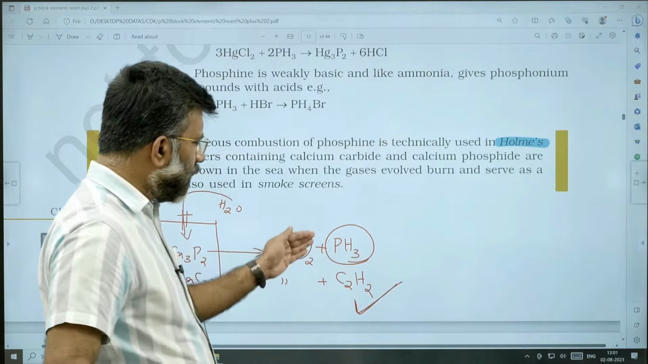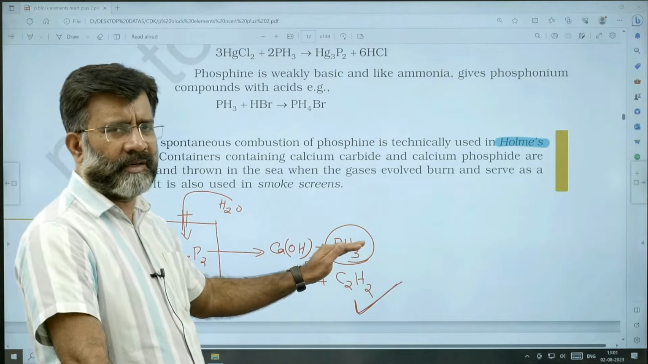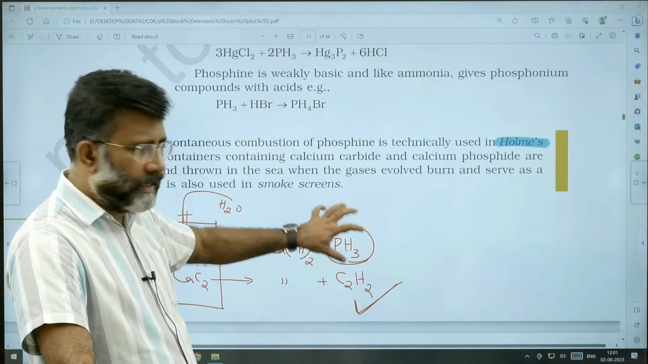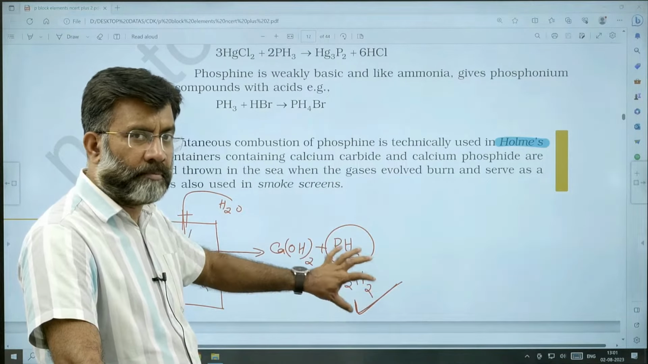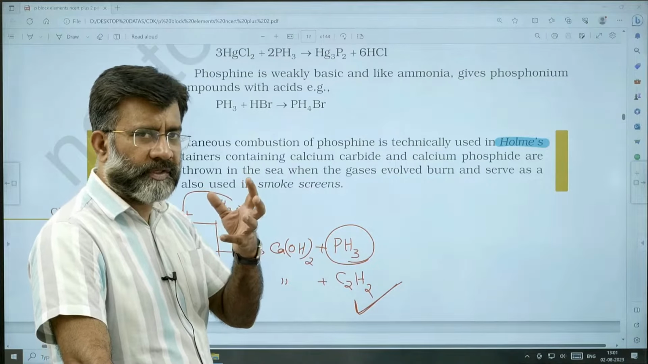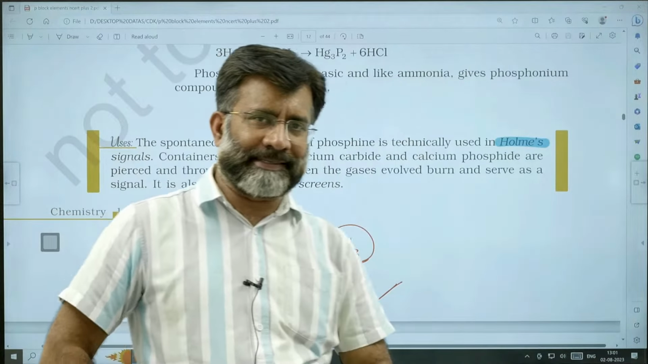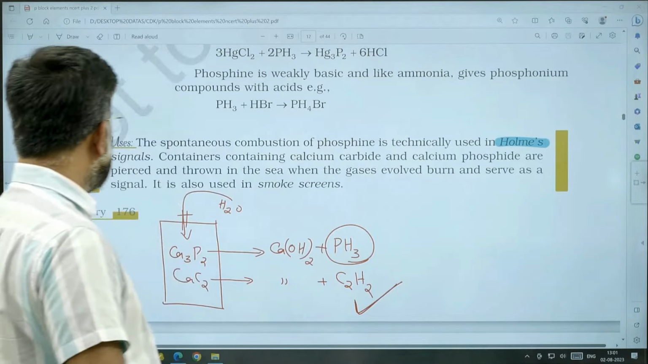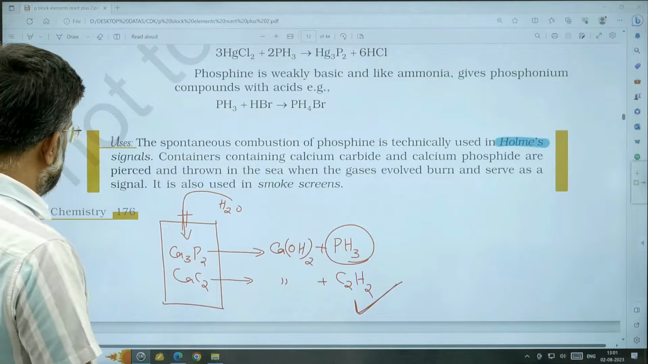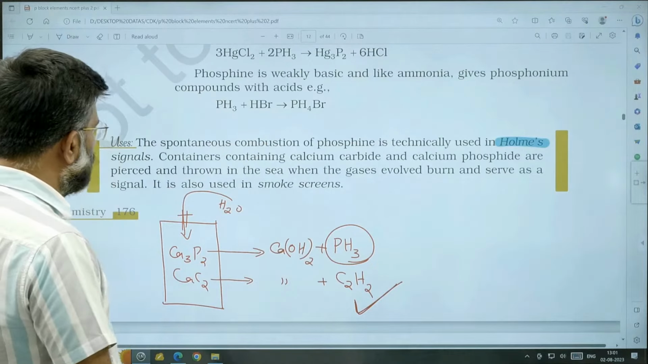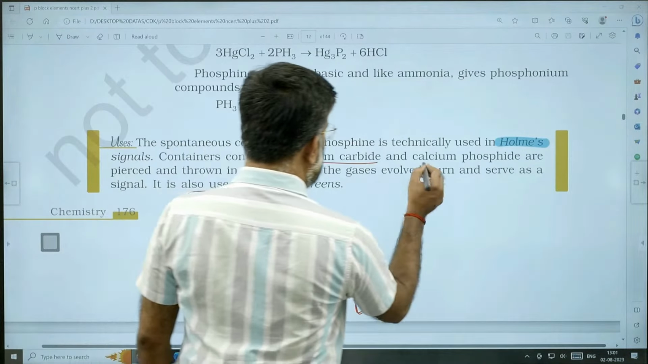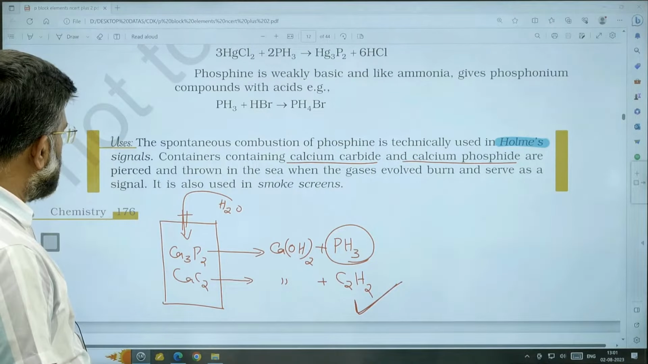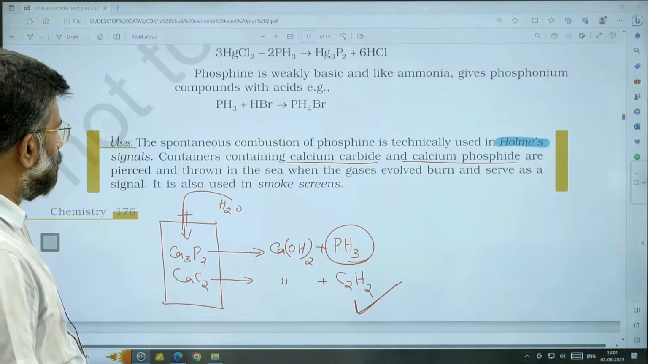Just now we have seen phosphine is always contaminated with diphosphine or phosphorus vapors, so it will catch fire. In that fire, acetylene gas will burn with a brilliant light which is visible from a long distance and can act as a signal, that is Holmes signal. Containers containing calcium carbide and calcium phosphide are pierced and thrown in the sea, where the gases evolved burn and serve as a signal.